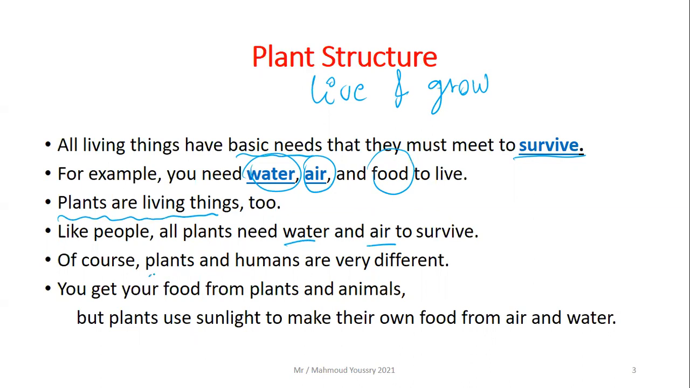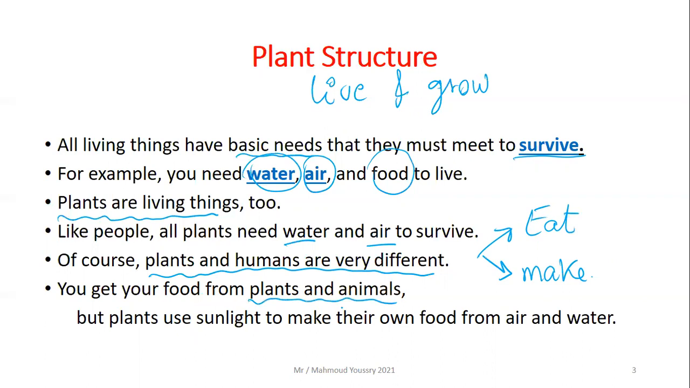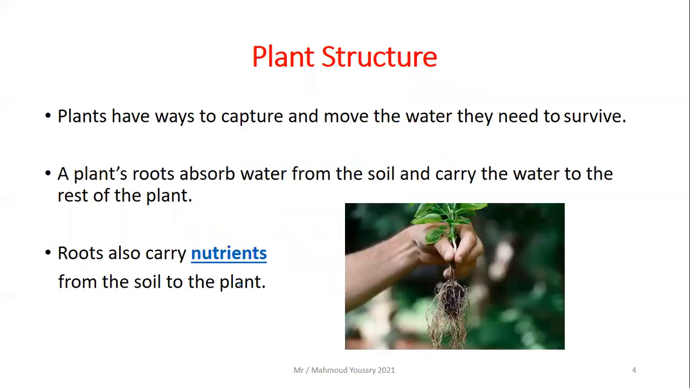Of course, the plants and the humans are very different in their needs because humans and other animals eat their food, while the plants make their own food. You get your food from plants and animals, but plants use the sunlight to make their own food from air and water by the process called photosynthesis. Excellent. Plants have ways to capture and move water they need to survive.